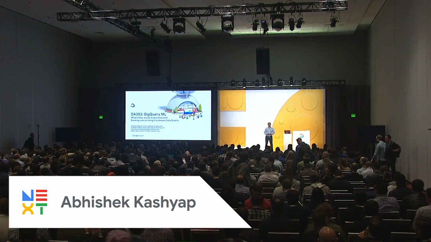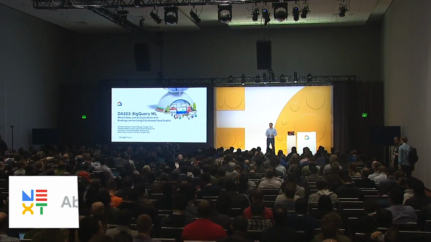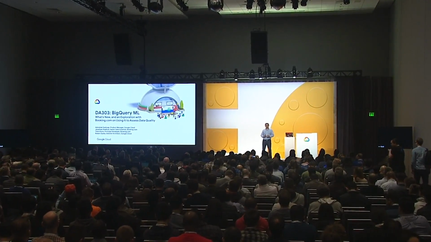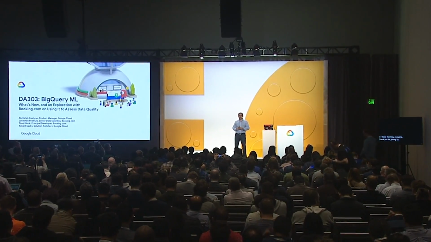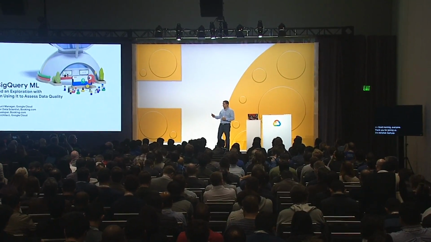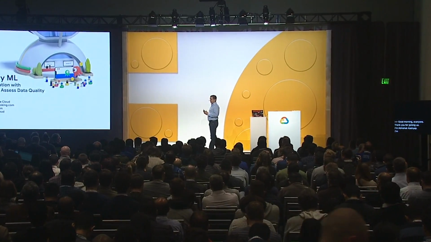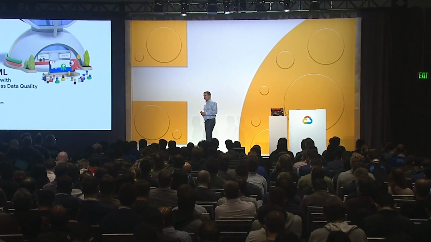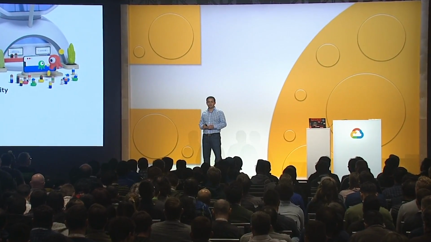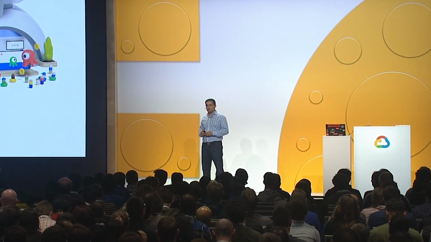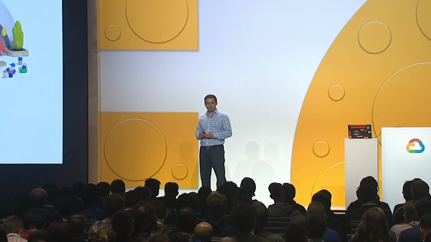I'm Abhishek Kashyap. I'm the product manager for BigQuery ML, and I'm going to talk about what's new since we launched it last year. I'm also joined by my colleague, Robert Saxby from Google, and most importantly, Jonathan Poelhuis, who's a senior data scientist at Booking.com, and Timo Kluck, who's a principal developer at Google.com.